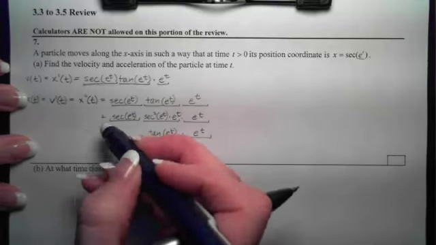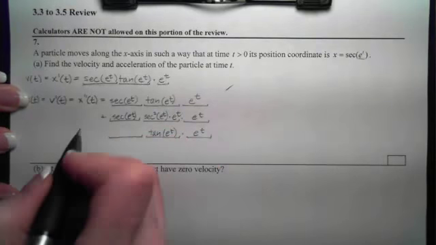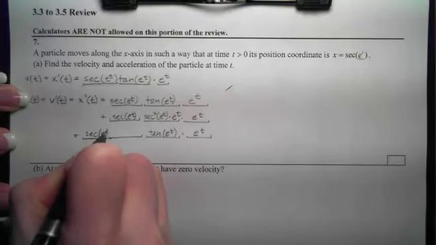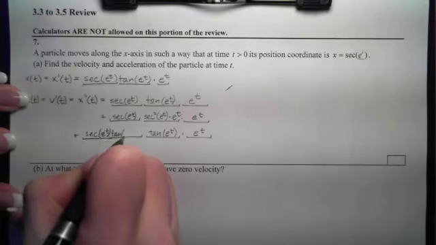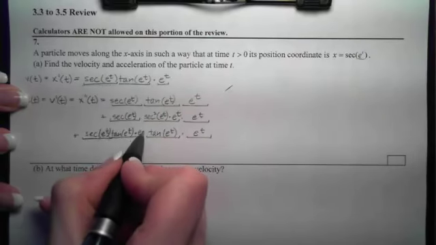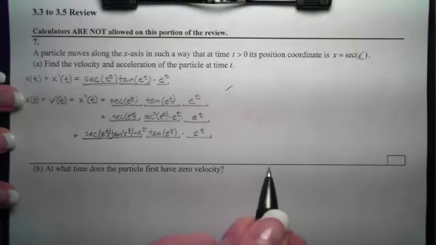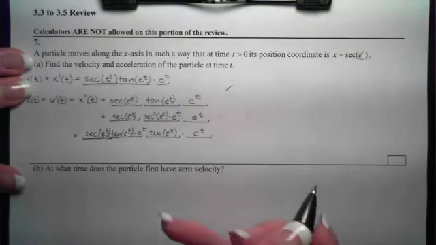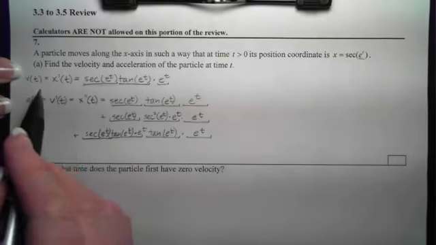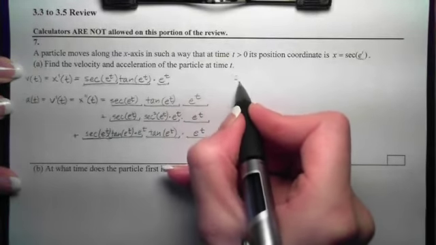And the derivative of the secant, we need a little more space for that one, is a secant times a tangent of its inside unchanged times the derivative of its inside. So pretty messy, pretty long, but we don't have to simplify it. We're done.